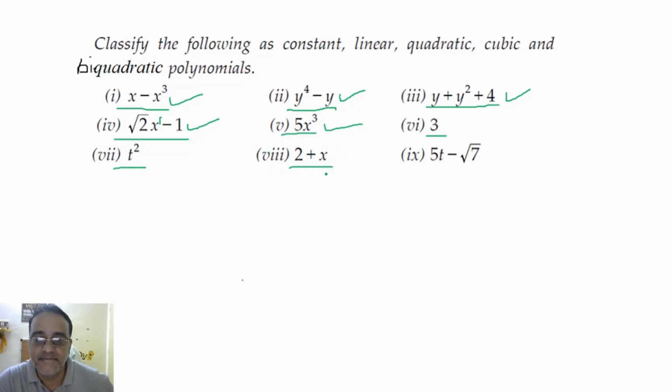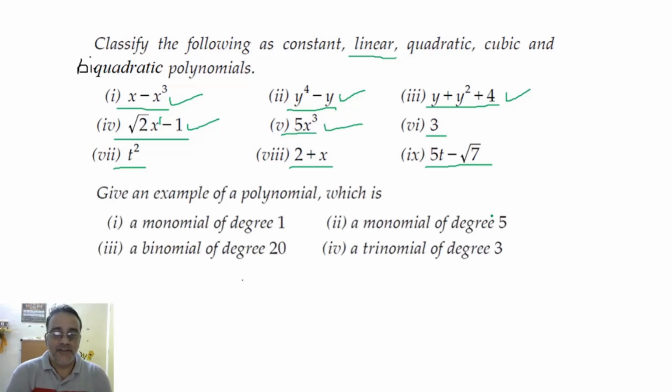Sir, what is the degree of this polynomial? Sir, quadratic. What is the degree of this polynomial? Sir, 1. तो 1 क्या होता है? Linear. Sir, linear polynomial. The degree is 1. That means it is linear polynomial. What about this one? Pranav, you only tell. Sir, degree is 1. The linear polynomial and it is a binomial. Very good.